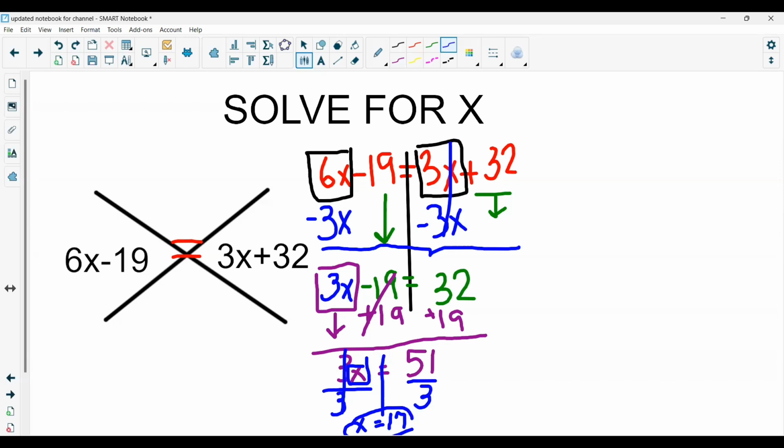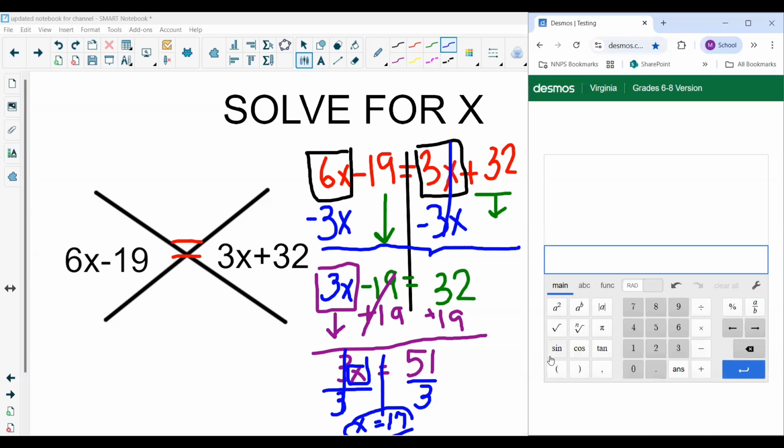Okay, and let's actually check our work. I'm going to open up my Desmos again. I'm going to type in the equation I started with up here, the 6x minus 19. Remember, when we see the equal sign, we have to hit enter. And now I'm going to type the other side in, 3x plus 32.